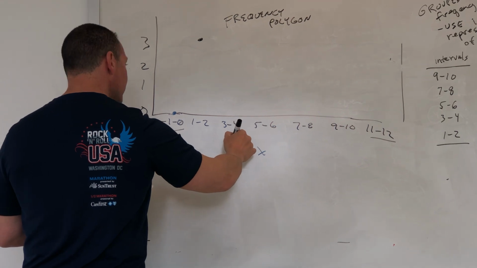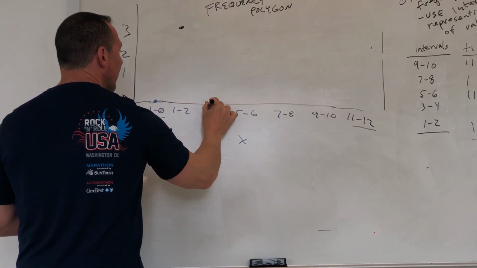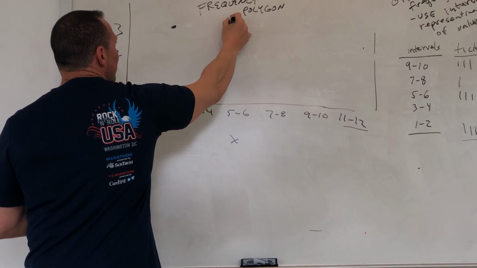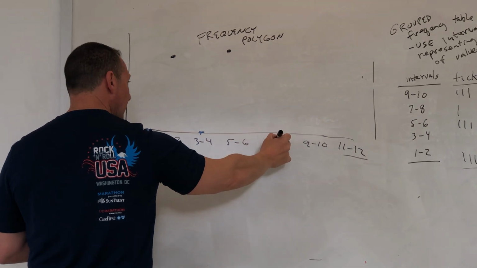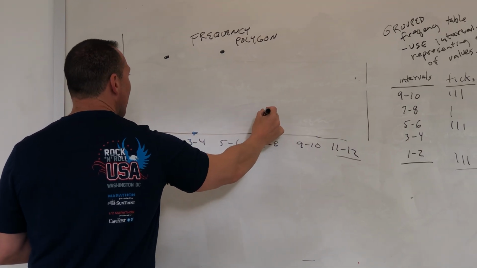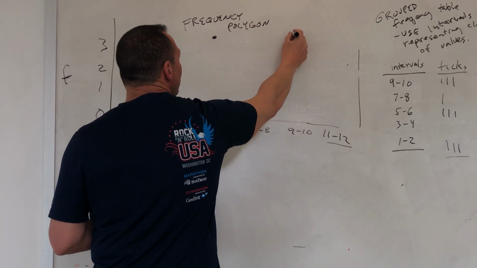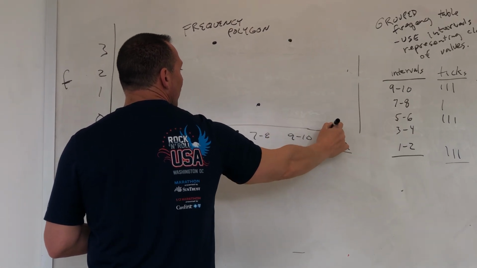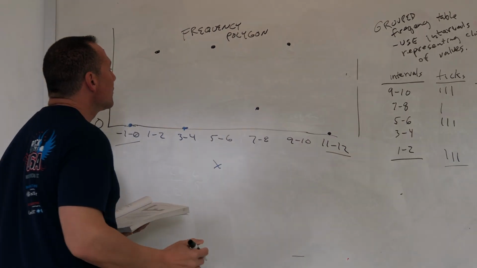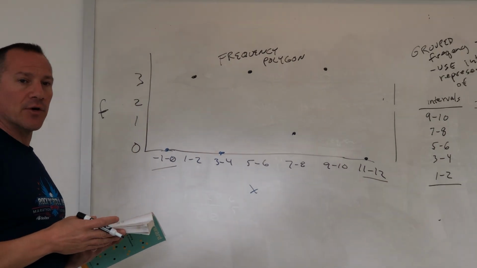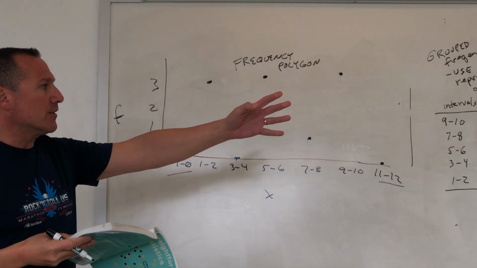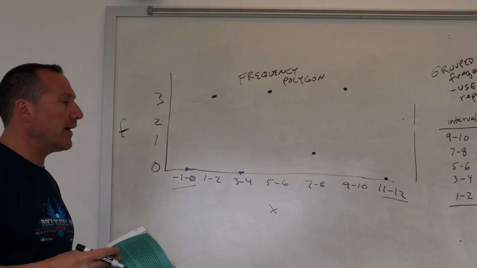3 to 4 happened 0 times, so I'm going to put a dot down here. 5 to 6 happened 3 times, dot up here. 7 to 8 happened 1 time, dot over here. 9 to 10 happened 3 times. And 11 to 12 happened 0 times. So those dots are similar to the bars in the histogram.